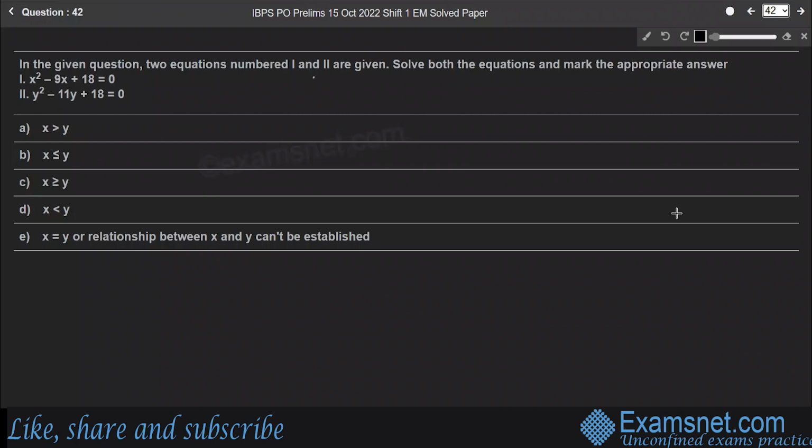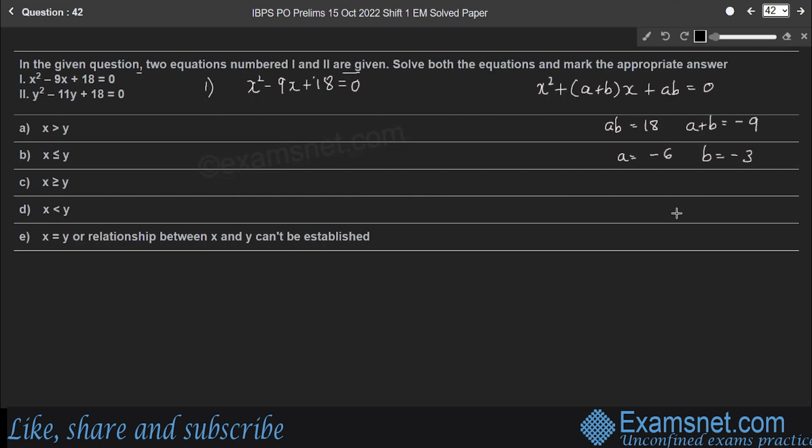Question 42. In the given question, two equations numbered 1 and 2 are given. Solve both the equations and mark the appropriate answer. Here the first one, x squared minus 9x plus 18 is equal to 0. Here, the given quadratic equation is in the form of x squared plus a plus b into x plus ab is equal to 0. We have to find the value of x. Here ab is 18, a plus b is minus 9. So a is equal to minus 6, b is equal to minus 3.